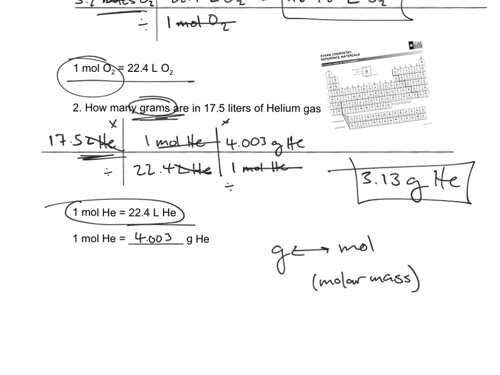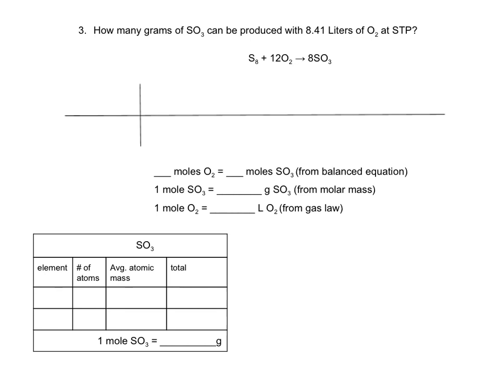So this conversion works just like any other conversion. You're just plugging it into the chart. All right, example number 3 here is going to involve actual stoichiometry, which involves the changing of a substance. So let's jump right into it. Our question asks, how many grams of SO3, sulfur trioxide, can be produced with 8.41 liters of O2, oxygen gas, at STP? And this STP tells us that our conversion is valid.